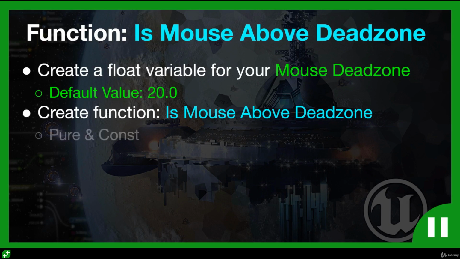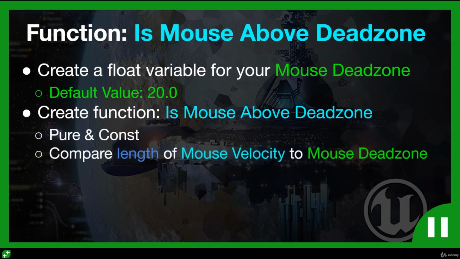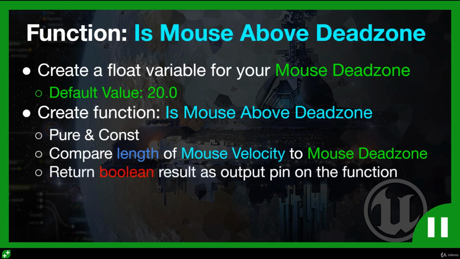Make sure to check that it's pure const, and then inside the function, you want to compare the length of the mouse velocity to your mouse dead zone variable. Check if the length of the mouse velocity vector is greater than the mouse dead zone, and return the Boolean result of the comparison as an output pin on the function.